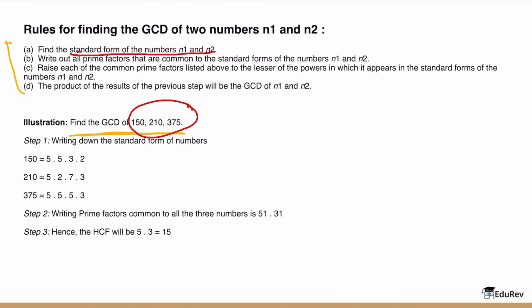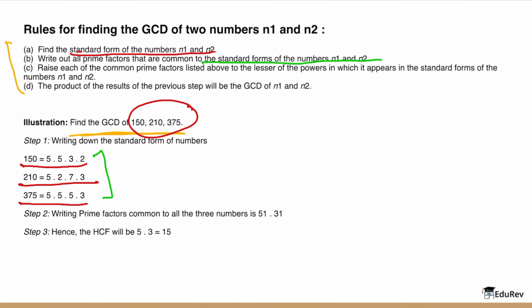So in standard format, obviously 150 is going to be 5 multiplied by 5 multiplied by 3 and multiplied by 2. Okay, and 210 is going to be this and 375 is going to be this. So what is step 2? Step 2 is write out all the prime factors that are common to the standard form of n1 and n2.